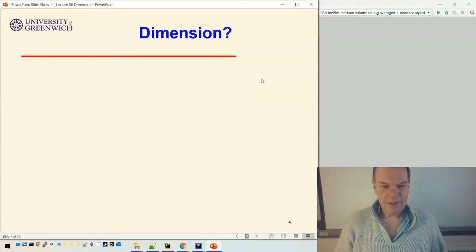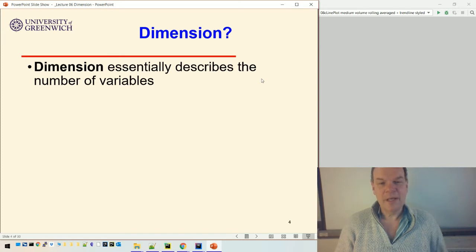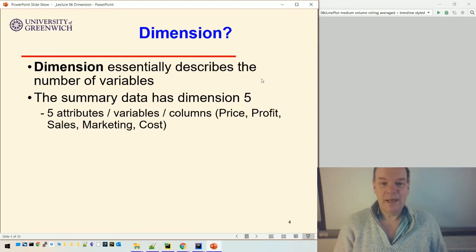Okay, so what does dimension mean here? Well, what it actually refers to is the number of variables. We saw in the previous video that we've got 5 variables, so the summary data has dimension 5. The 5 attributes, variables or columns are the price, profit, sales, marketing, and cost. So that's an easy definition.